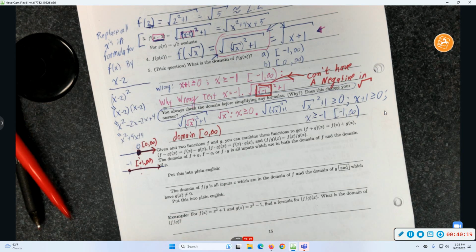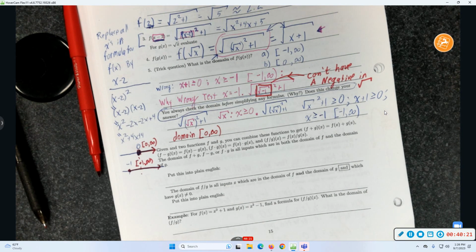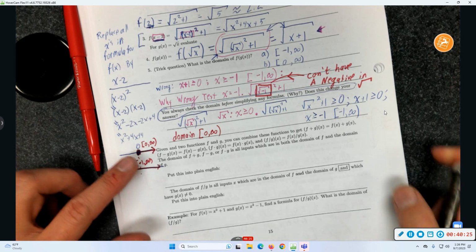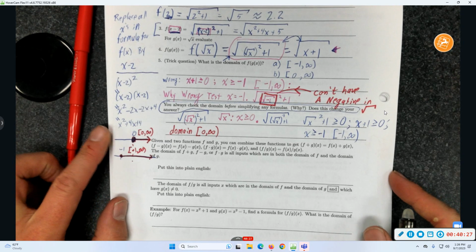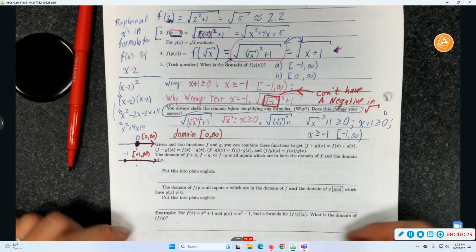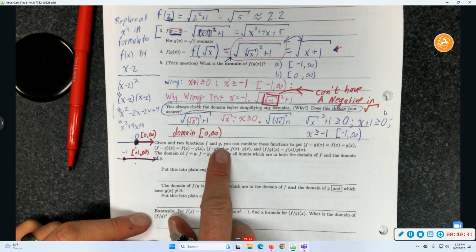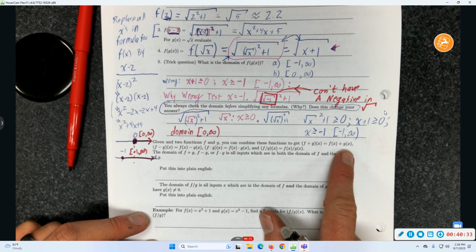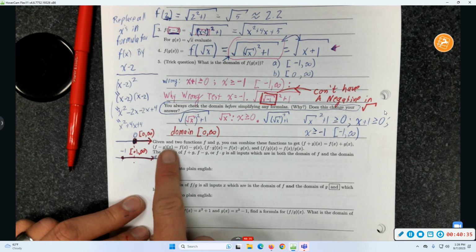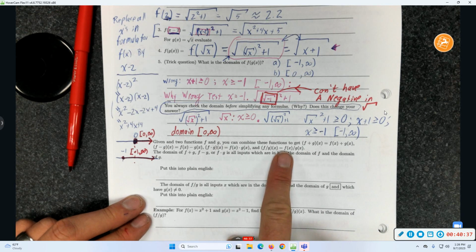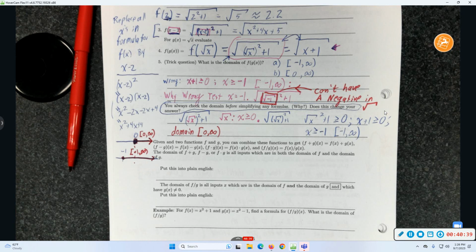Nice. All right, so I got 10 minutes. Let's talk about how to just generically compute domains of functions based on their pieces. Whenever you're given two functions, f and g, you can combine those functions to get the sum, the difference, the product, and the quotient. You can add, subtract, multiply, and divide functions in the most obvious way.